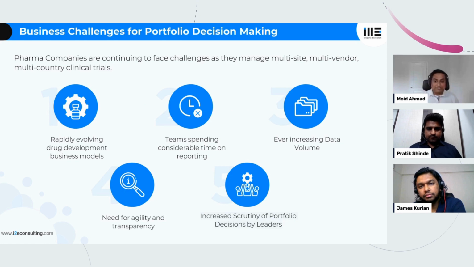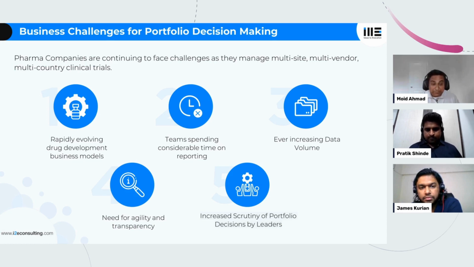Let's go into the next slide and talk about some challenges. It's not going to be easier for the next couple of slides, because we are going to talk about some challenges. So what are the business challenges when we're talking about organizing data for portfolio decision making? There are many. Out of that, we have selected a few which we think are major, which we would like to focus on. First is rapidly evolving drug development business models. Recently, any industry these days is looking at a rapidly evolving business model, especially post pandemic.